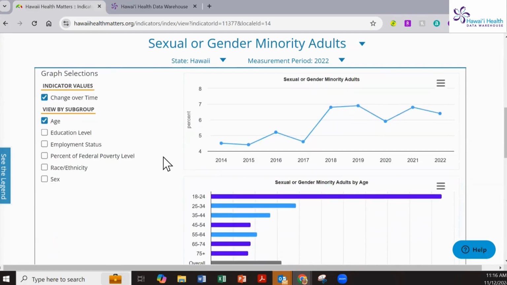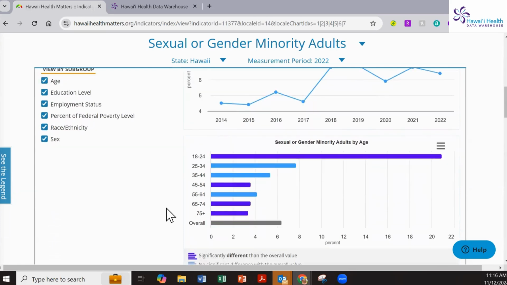So below the trend data is where we start to see our subgroup data. So this is where we take this measure and break it out by all of these different subgroups. So we can see right away here that by age group, there's definitely a higher prevalence of sexual or gender minority adults in the younger age groups. And that confirms what we saw with the Youth Risk Behavior Survey.